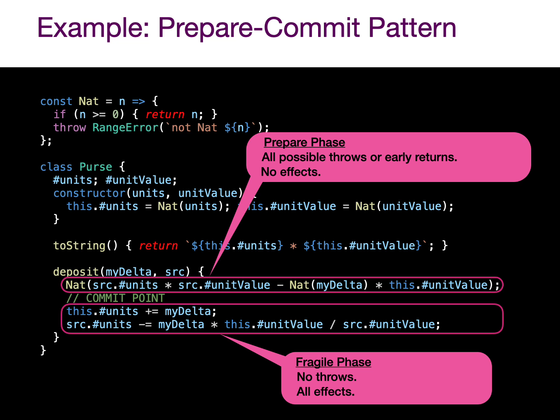The fragile phase implements the all of the all-or-none, which is that once you start into it, you're performing effects, and the correctness of the system depends on all of these effects happening, that there is no bailout in the middle here after you've started to perform some effects. Okay.